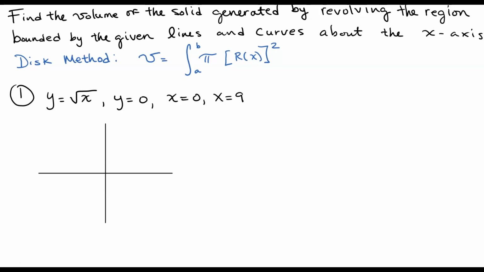So let's see what we're talking about here. I've got a graph here, and I'm going to graph the 2 functions. First one is y equals the square root of x, and let's just say it looks something like this. And then we're going to graph y equals 0, which is just a horizontal line like this. Now if you can imagine, you're going to rotate this about the x-axis. So we're going to rotate it this way.